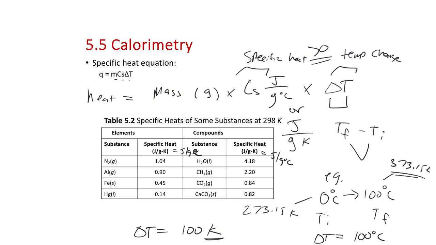Now we see the specific heats for nitrogen and aluminum as a gas, iron as a solid. Given here, you don't have to memorize any of these, but you're seeing generally that the metals have relatively low specific heats.